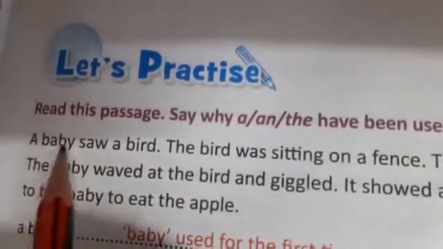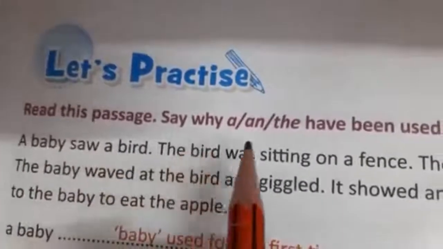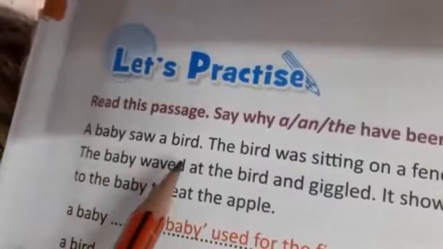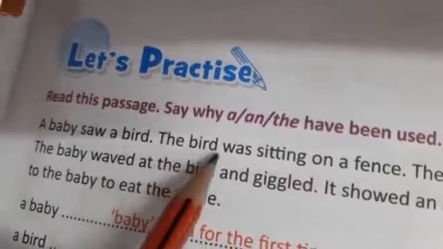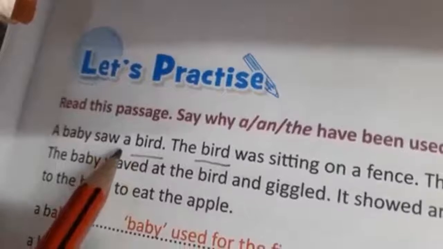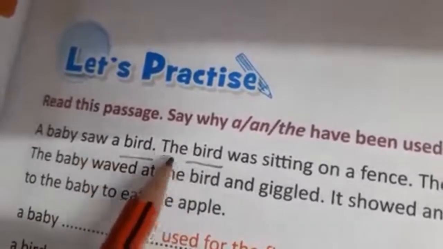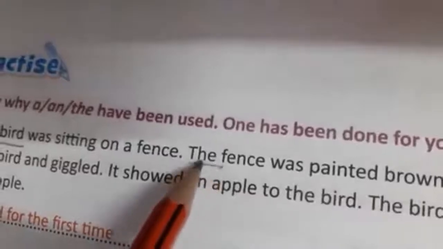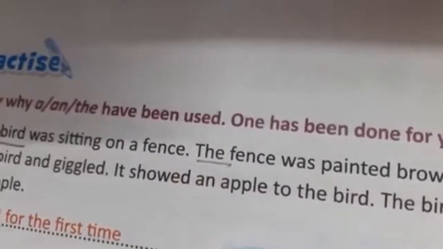Let's practice. Read this passage. Say why a and the have been used. One has been done for you. A baby saw a bird. The bird was sitting on a fence. Bird is repeating again. First time we used a, but second time we are using the. The fence was painted brown. We are using the before fence because it is coming the second time in the paragraph.